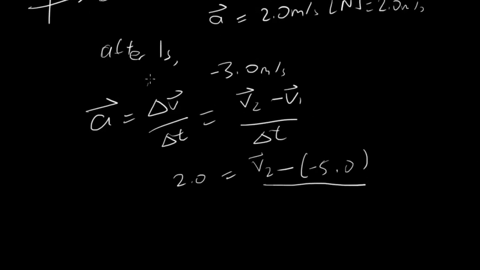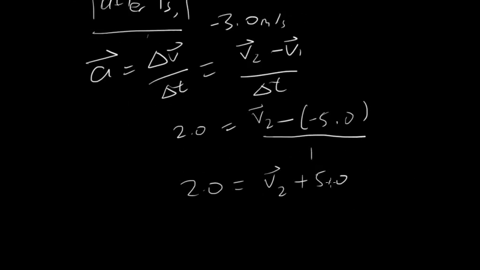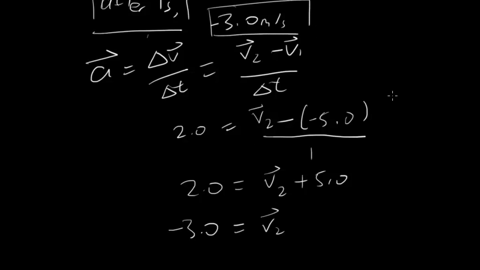And what did I say the time was? I said after 1 second, so it's 1. So we can solve this equation. Negative times negative becomes a positive, right? And you can bring it over. We subtract both sides by negative 5.0. So this would become 3.0 equals v2, and that was how we got this answer right here.